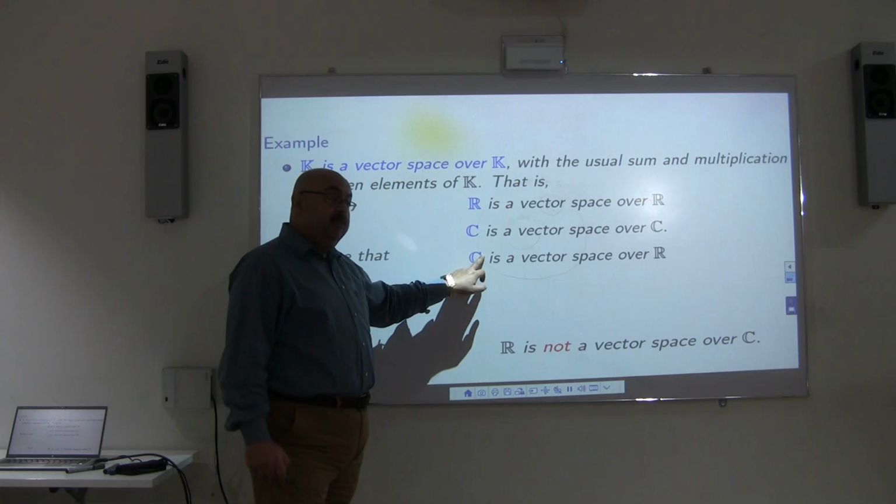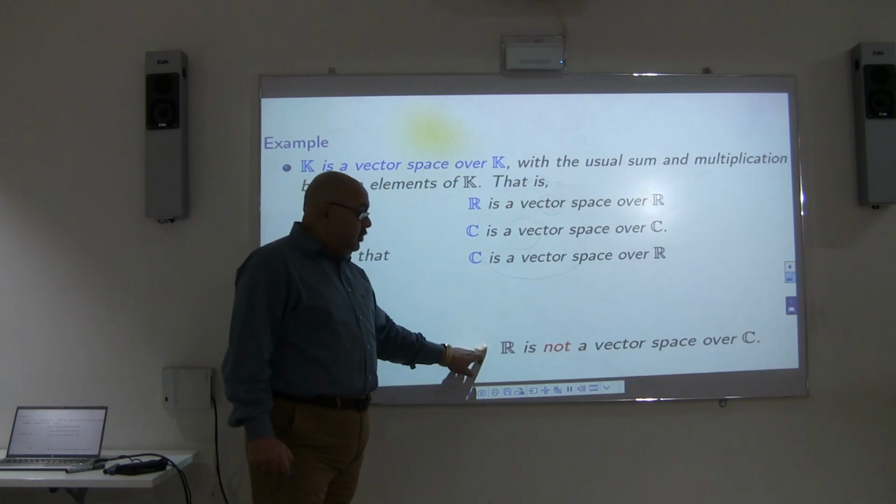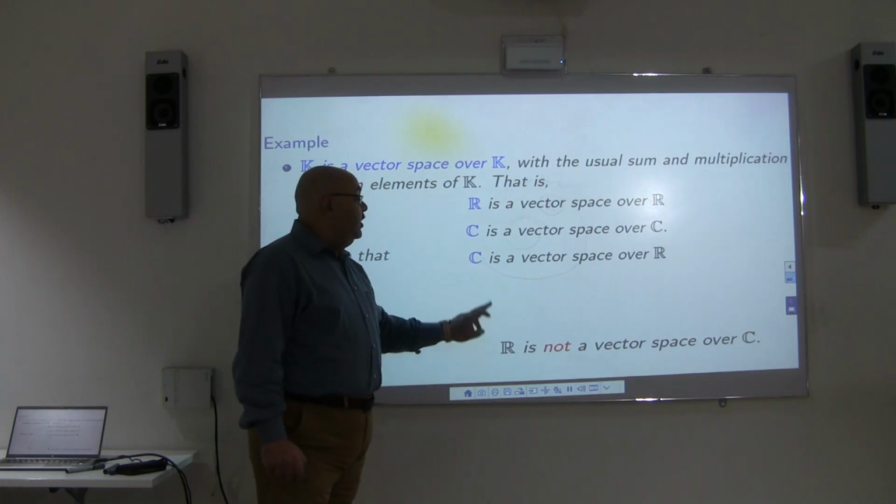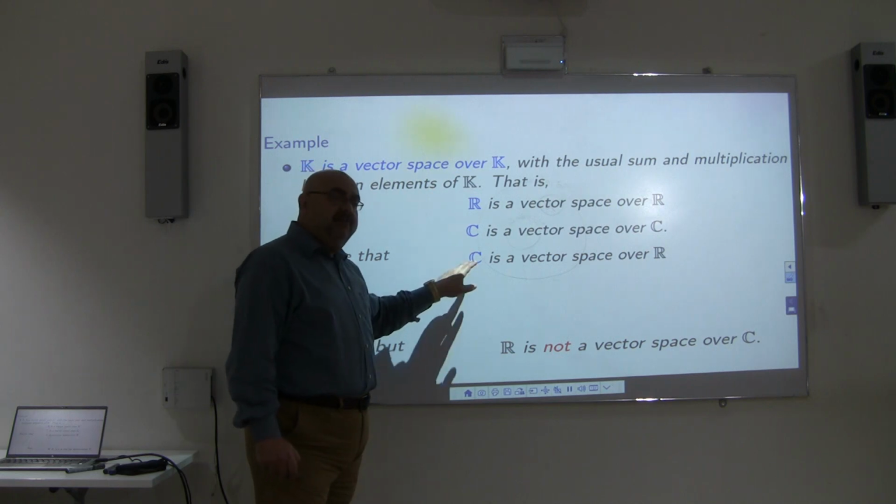C is a vector space over R, but R is not a vector space over C. It means R is a subset of C, but C is not a subset of R. Okay?